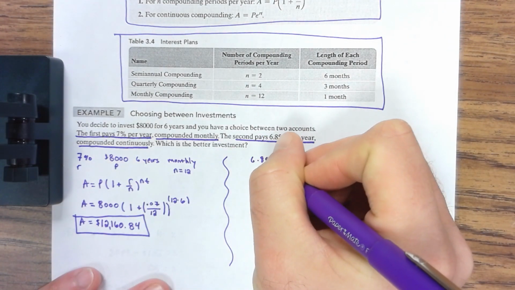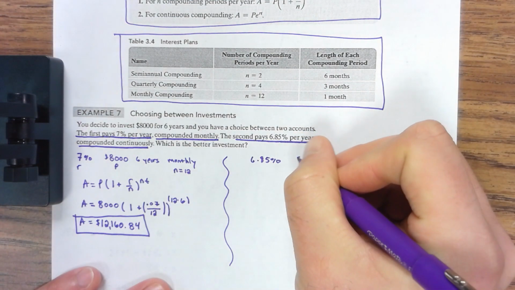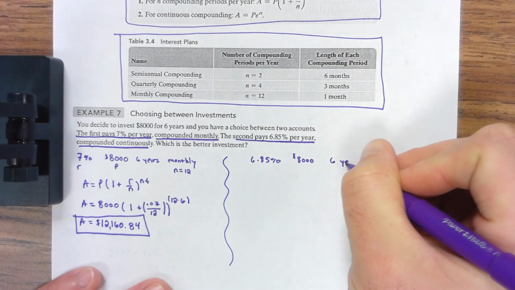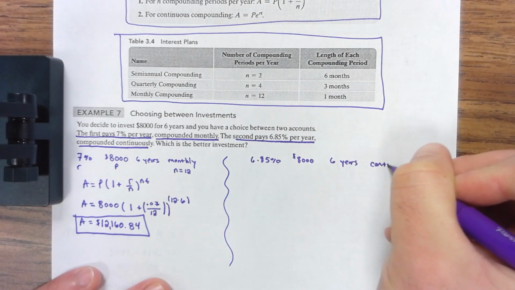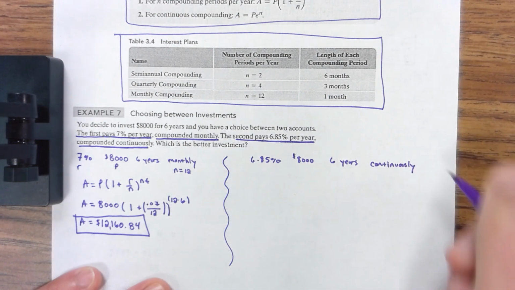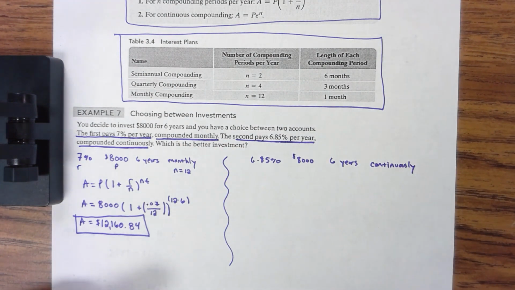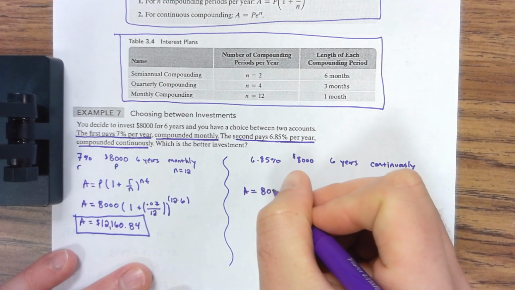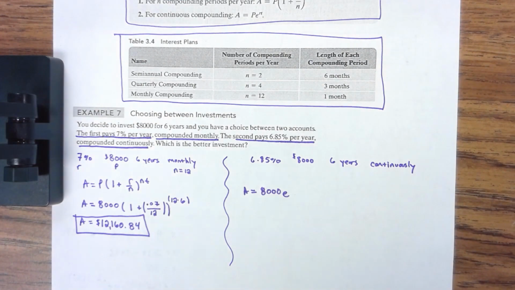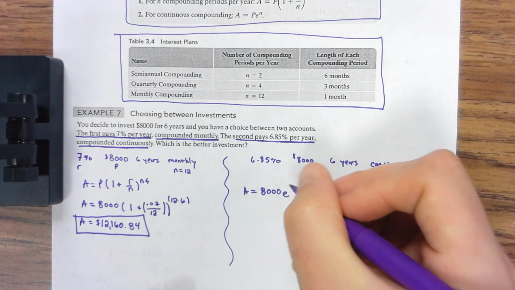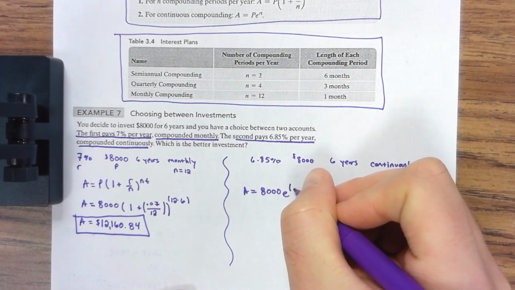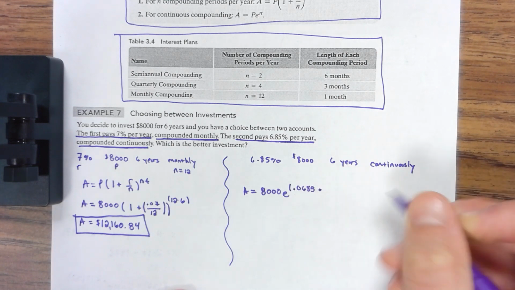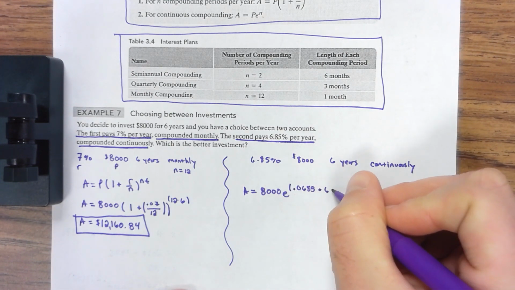The 6.85%. It's still $8,000 being invested. It's happening over the course of 6 years, and this time it's continuously. Continuously telling us which equation to use. So we're going to go A equals the principal or initial investment of $8,000. E is our base, that's that natural number. And to the power of, we need to convert the percent to a decimal, so 0.0685. And then times the number of years, 6.